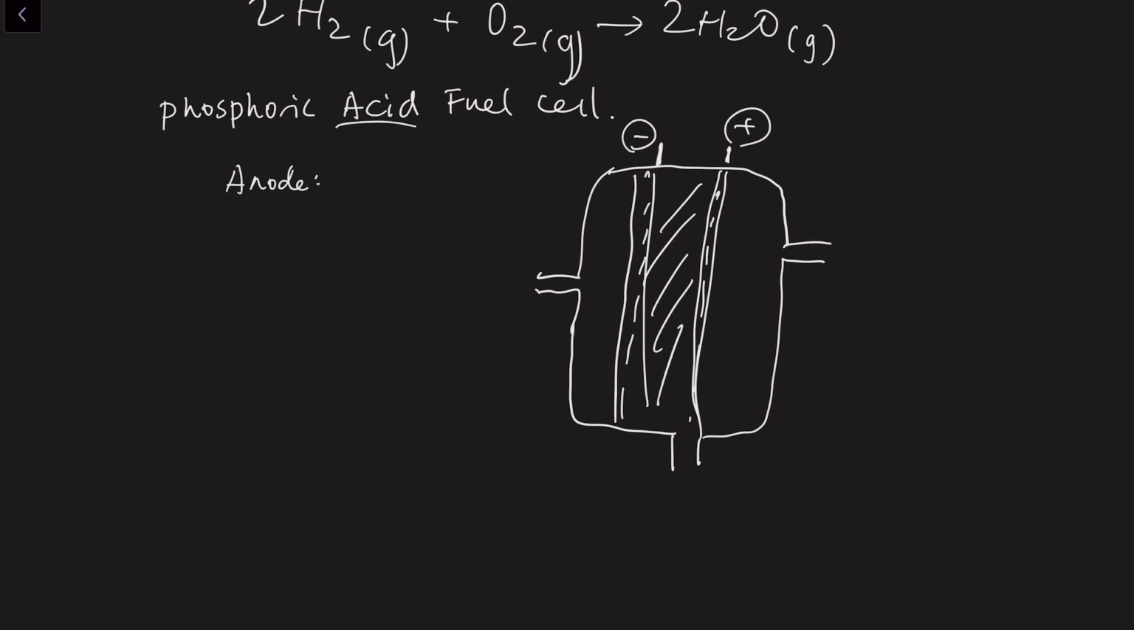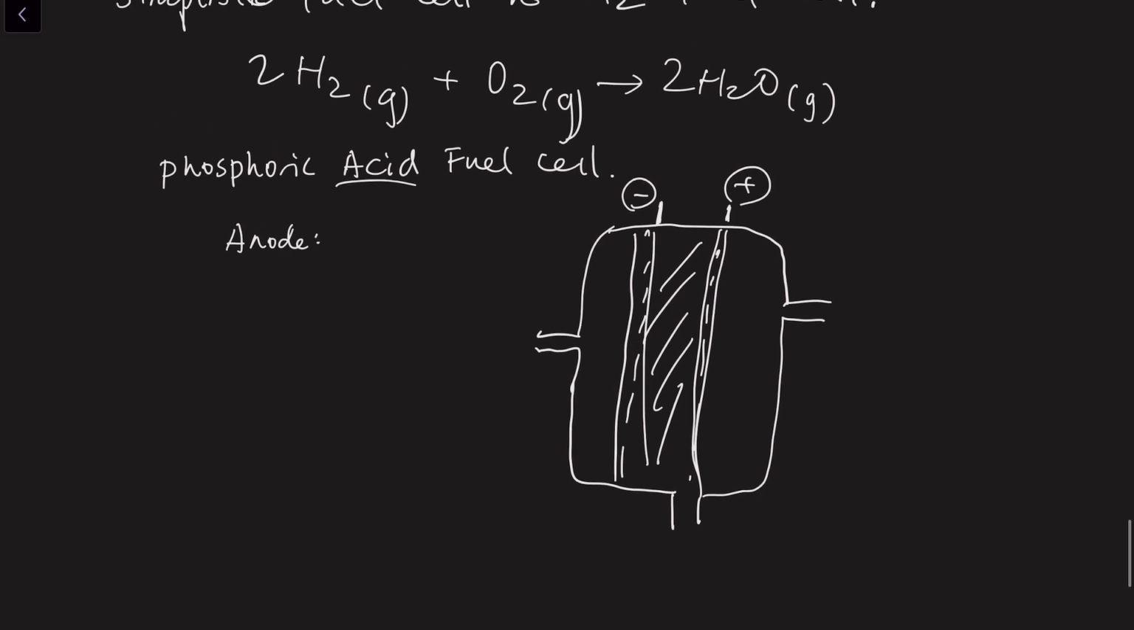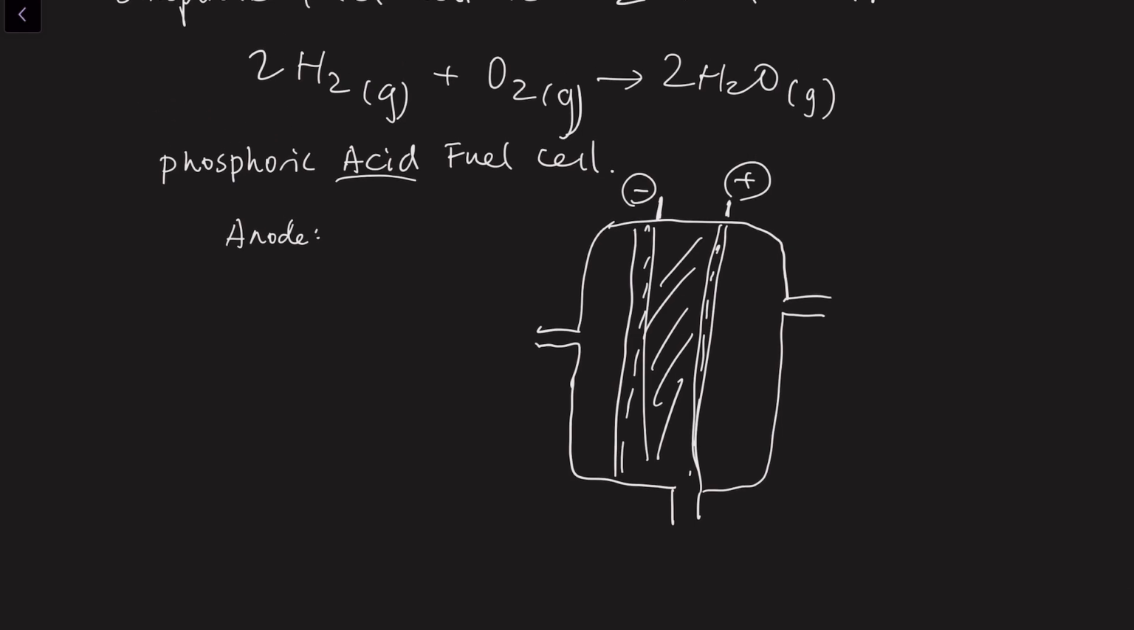So as you can see, you have 3 holes in your fuel cell. Remember, a fuel cell uses a spontaneous redox reaction. It is not an electrolytic cell. It is used to produce energy. So it's essentially a galvanic cell as well.